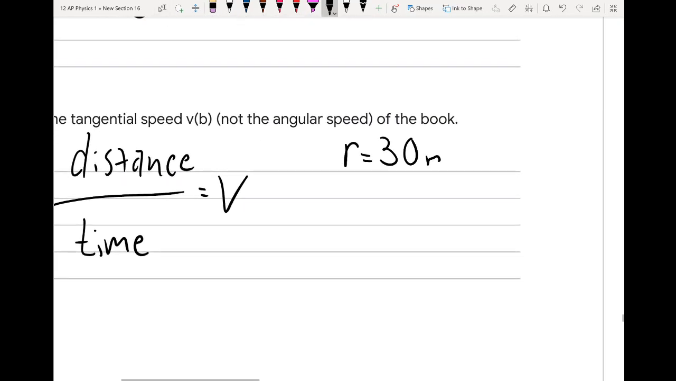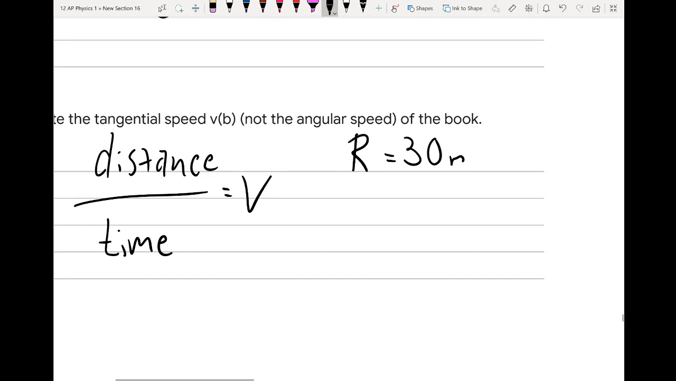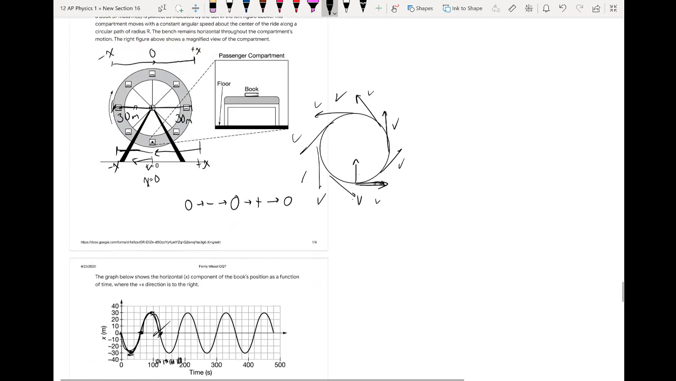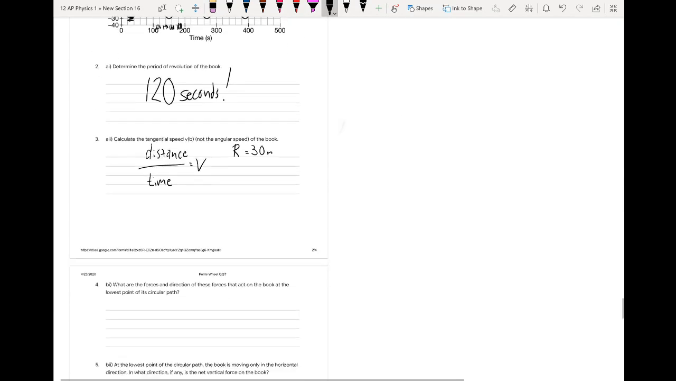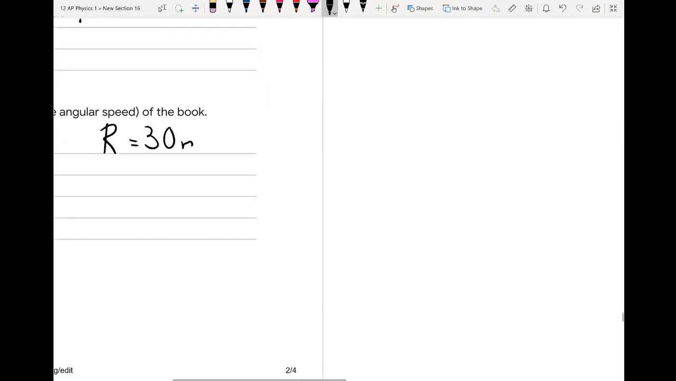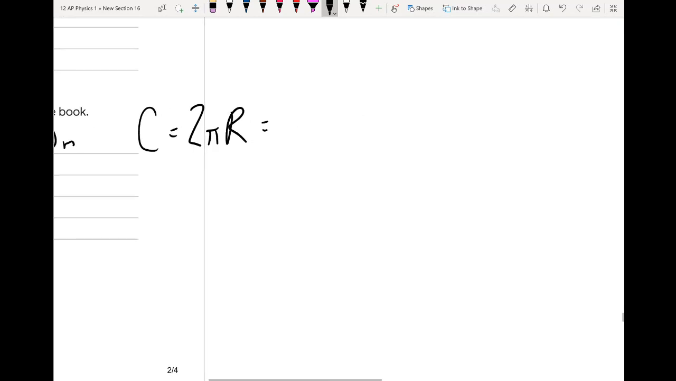I guess they're calling that capital R. So our radius is 30 meters. But if we're thinking about this, 30 meters isn't the distance we travel. We're going around this circle in full. We're kind of going around the circumference of the circle. So if we want to find the circumference of a circle, the circumference is equal to 2 pi r. In this case, the distance that we're traveling is just the circumference. So our distance is equal to 2 times pi times 30, or 60 pi.